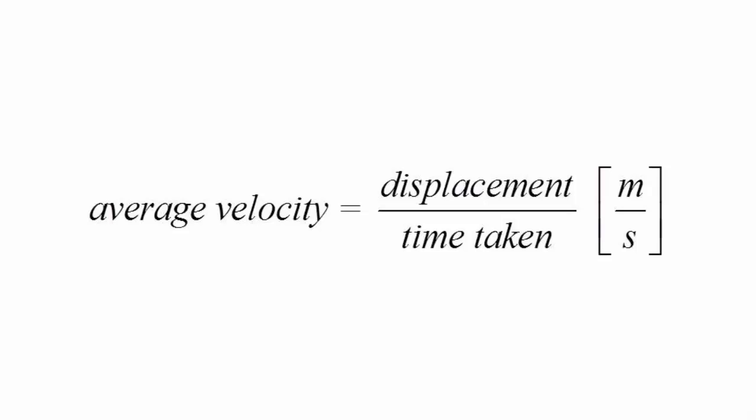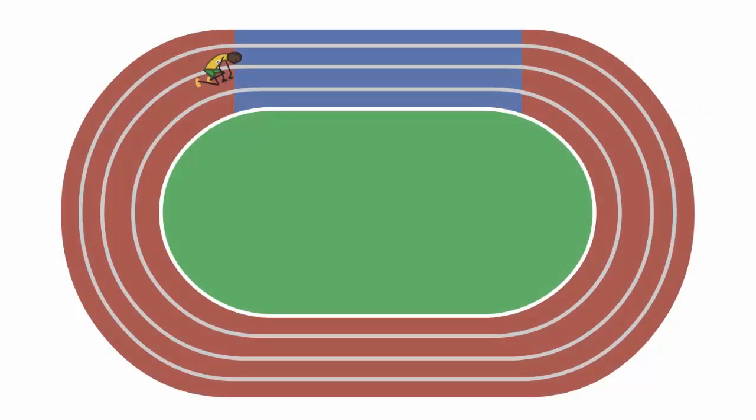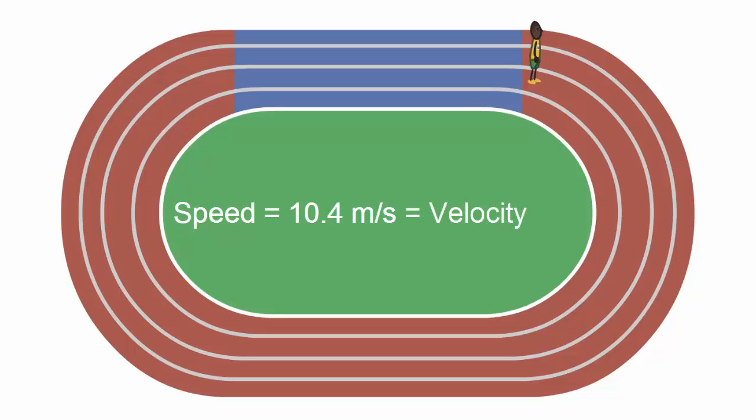Let's have a look at these differences in more detail. Consider Usain running 100 meters in a straight line moving forward to the right. He does this in 9.58 seconds, so his speed is 10.4 meters per second. But so is his velocity, because the distance he covers is the same as the displacement between the starting point and the end point.